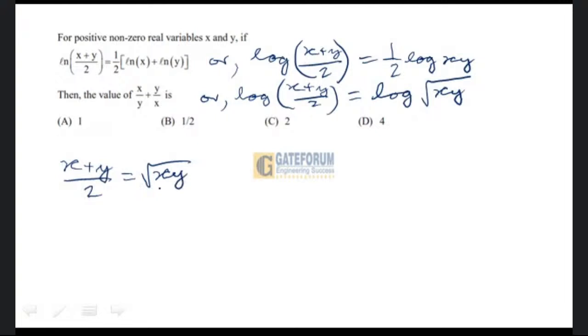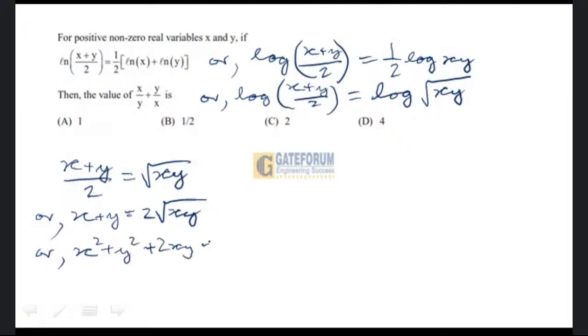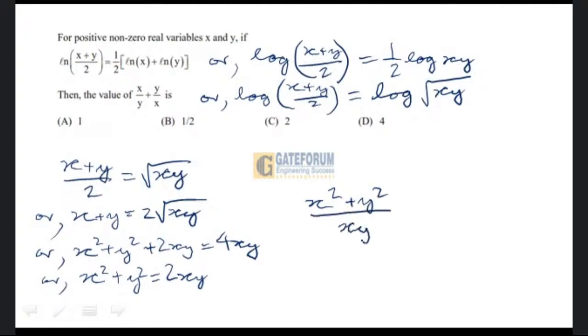Hence x plus y is equal to 2 root xy. So just take the square of both sides. x square plus y square plus 2xy is equal to 4xy, or x square plus y square is equal to 2xy. So we can simply go ahead and say that x square plus y square divided by xy is equal to 2. Now this is equal to x by y plus y by x is equal to 2, and hence we have found out the answer.